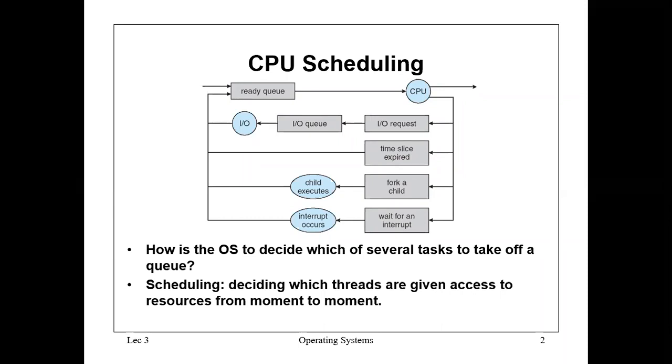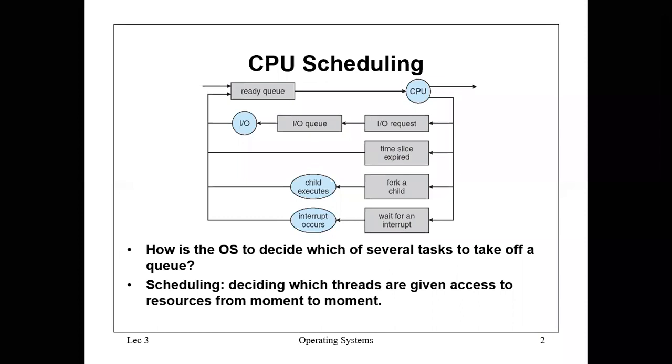So basically CPU scheduling is a set of algorithms that the operating system uses to decide how to handle multiple processes, how to process them, and how to allocate the CPU among multiple processes. So here is a picture that you are seeing on the screen. What does this picture actually depict?